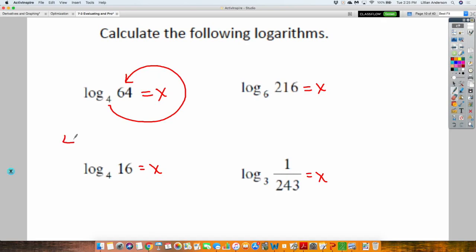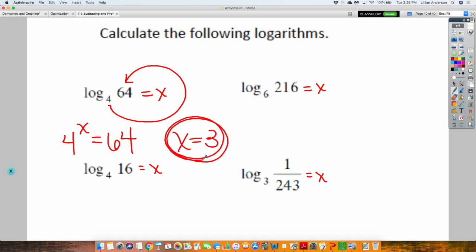This becomes 4 to the x power equals 64. Your job is to figure out what number do I need to raise my base to get 64. And if you know your powers, this is going to be easy. It's 3. Okay? You need to know your powers. I wrote them out on Thursday, a lot of them. Okay? So knowing those is going to definitely be helpful.